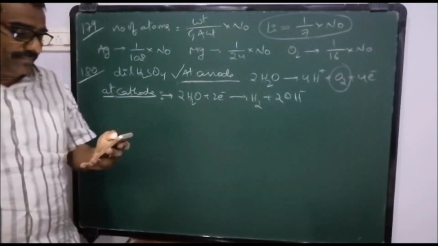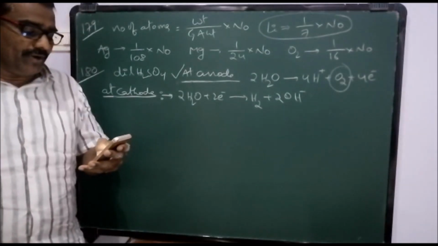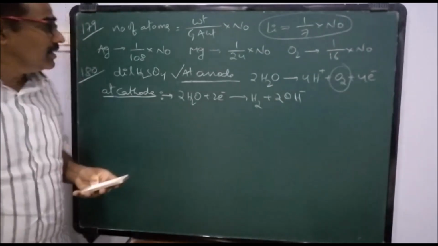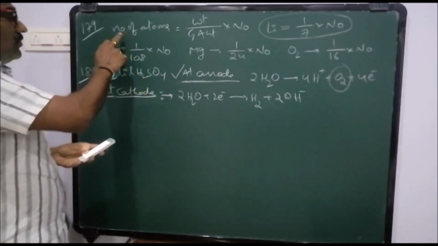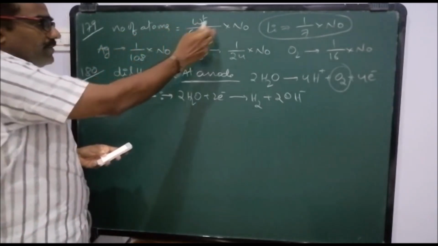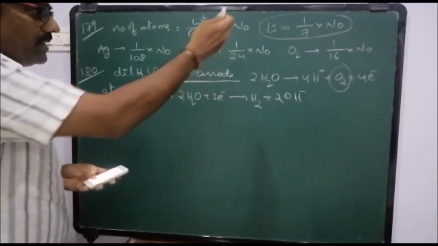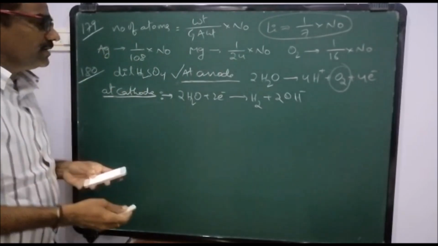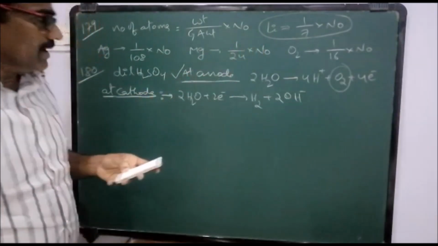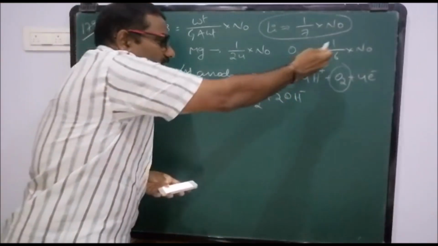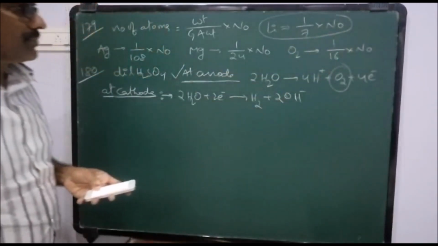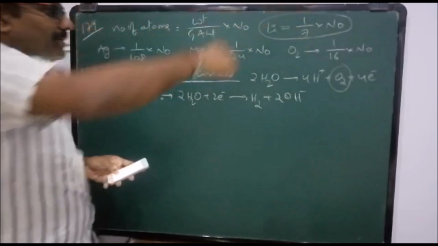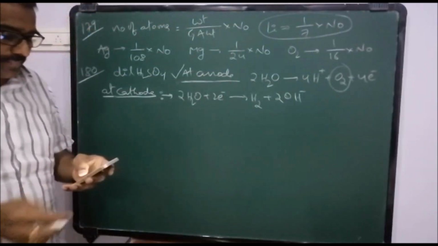In question number 179, which one of the following has the maximum number of atoms? 1 gram of lithium, 1 gram of silver, 1 gram of magnesium and 1 gram of oxygen are given. All are of the same mass, and we can calculate the number of atoms as weight by gram atomic weight into Avogadro's number. For lithium it is 1 by 7 into N0. For silver it is 1 by 108 into N0, as the atomic weight of silver is 108. For magnesium it is 1 by 24 into N0, as the atomic mass is 24. For oxygen the atomic mass is 16, so it is 1 by 16 into N0. As all have the same mass, the lesser the denominator value, the greater will be the number of atoms. So the answer is lithium.